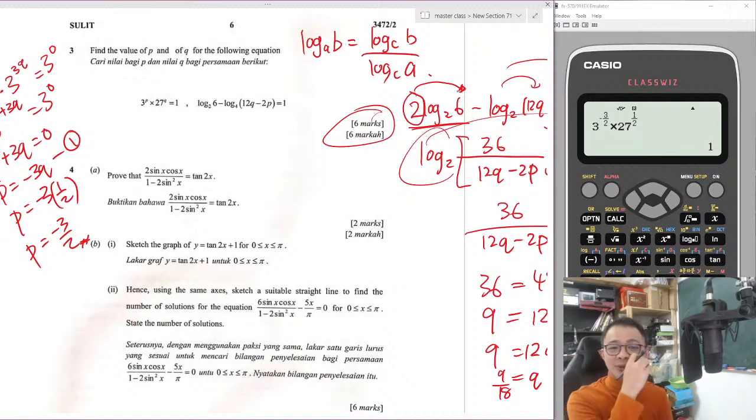Alright, so yeah, number 3, we're done. So I hope you guys are good. Have you tried the Batu Pahat trial paper? I think I haven't done it yet, but I'm not sure about last year, because last year I did some 2019 papers. I kind of need to go check which one I already did.